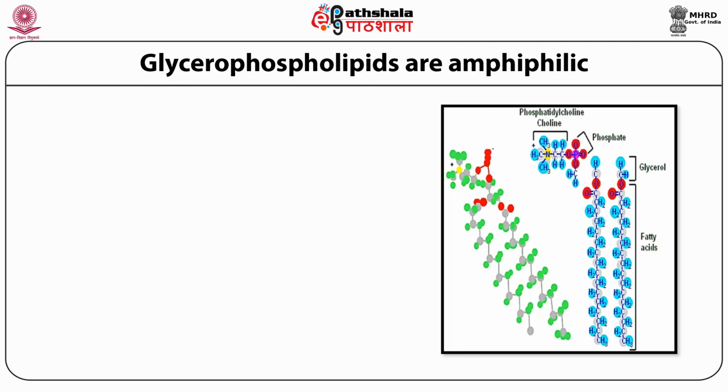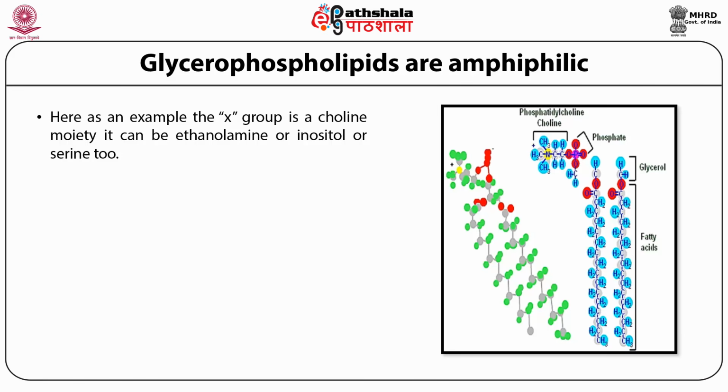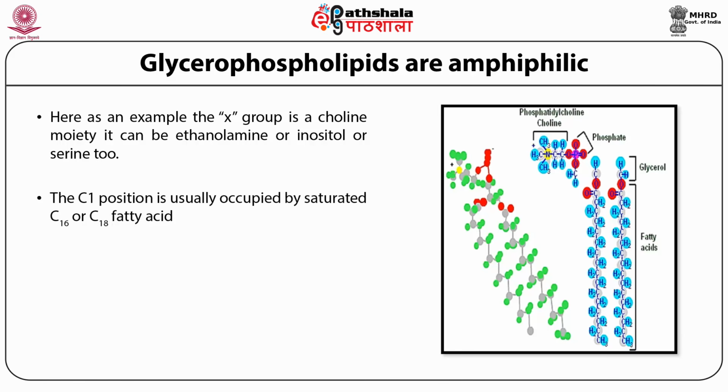So glycerophospholipids, I said, are amphiphilic. They are amphiphilic because they have nonpolar fatty acids as well as polar head groups. And I said that the polar head group is depicted as X, and this X can either be H. If it is H, it is a phosphatidic acid. If the X group is a choline moiety, it is called phosphatidylcholine. If it's an ethanolamine moiety, it's called phosphatidylethanolamine.